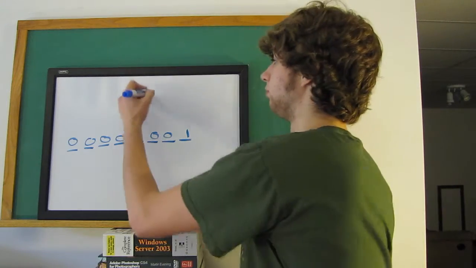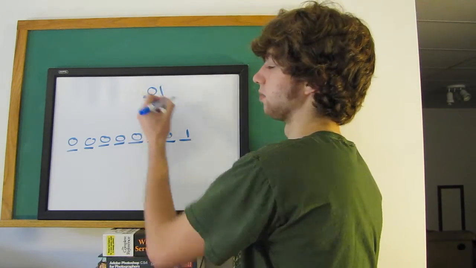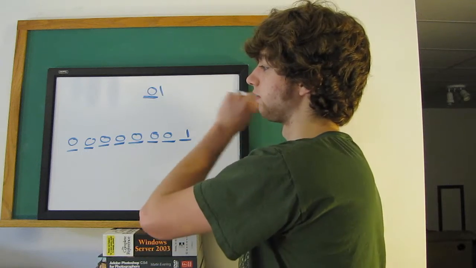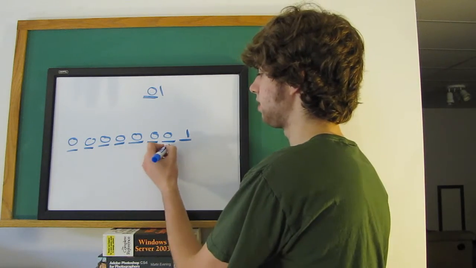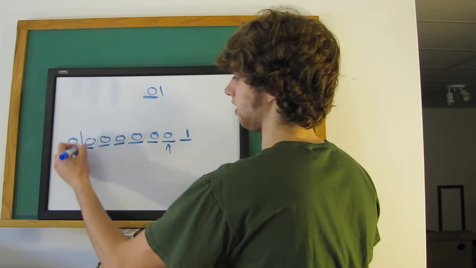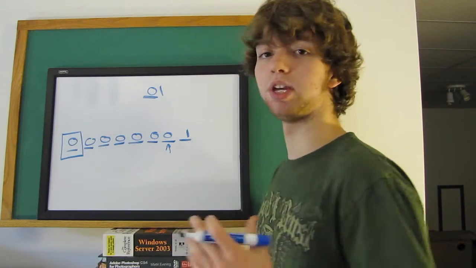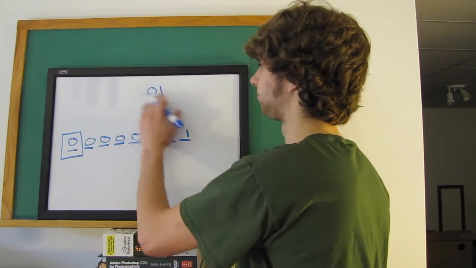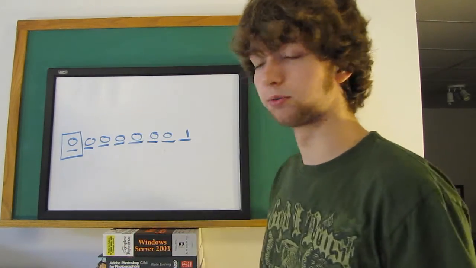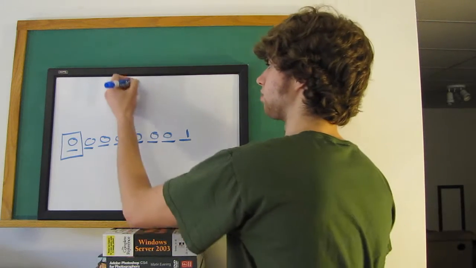Now, if you remember before, we had 0, 1, and we said this was the sign bit. That's because it's the farthest left 0. So it doesn't mean this one, it means this one. So I put it in an 8-bit to represent that it's not this one, but this one. Now, we can convert this to what's known as 2's complement.